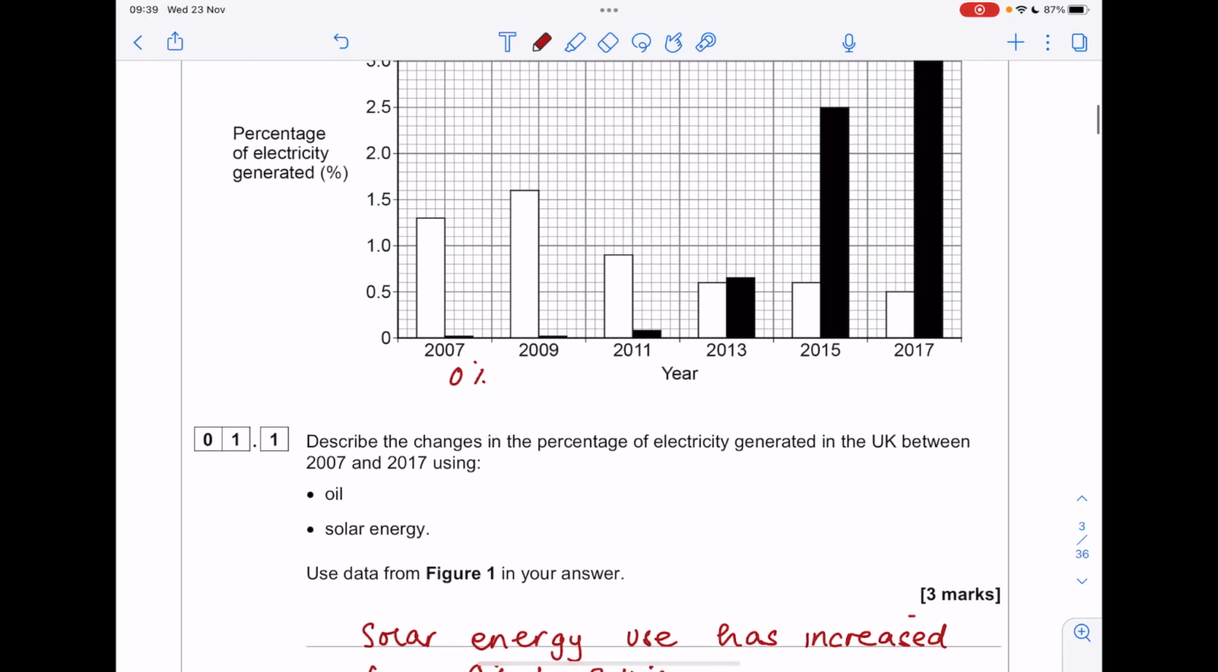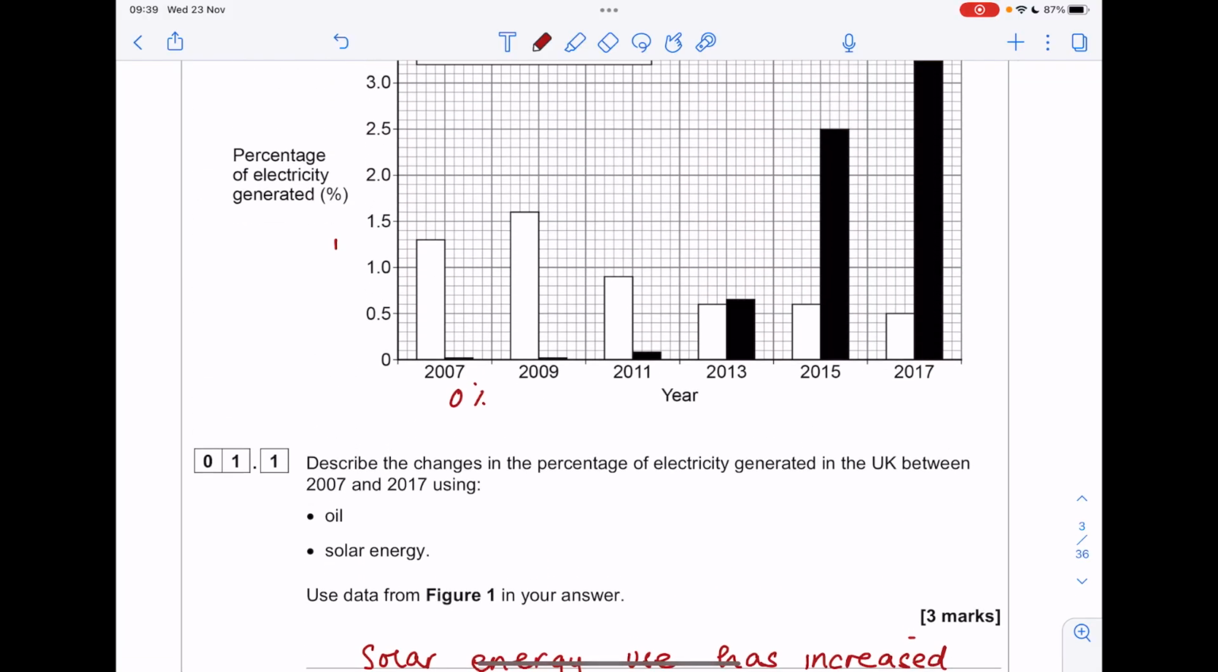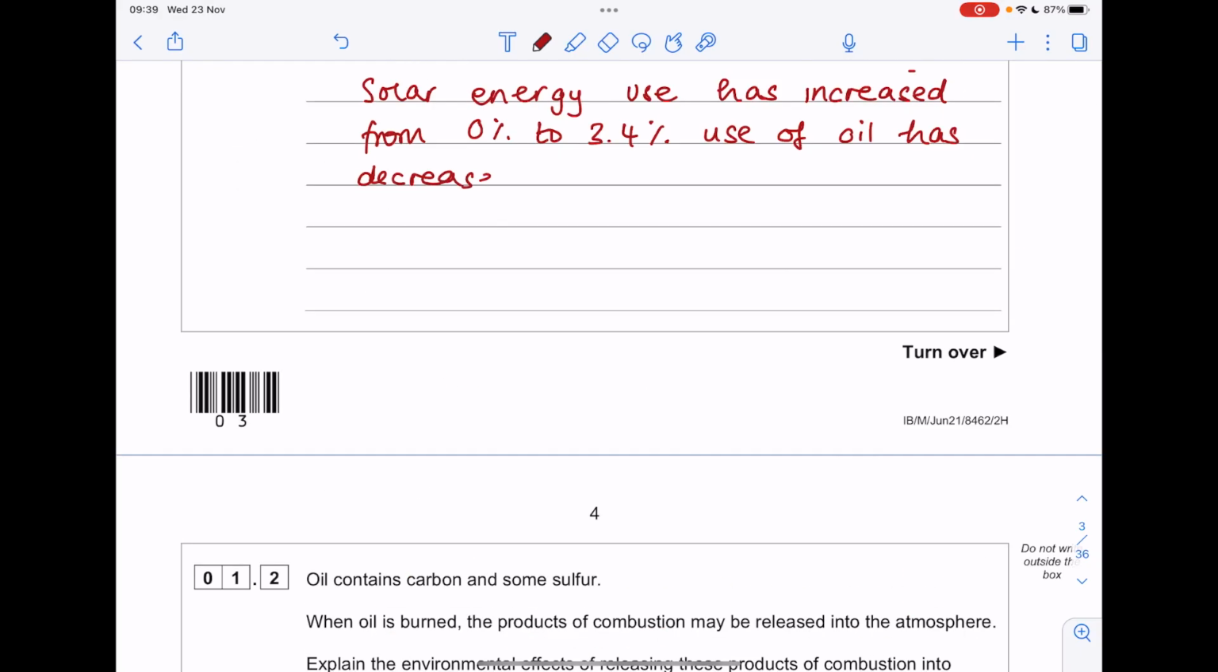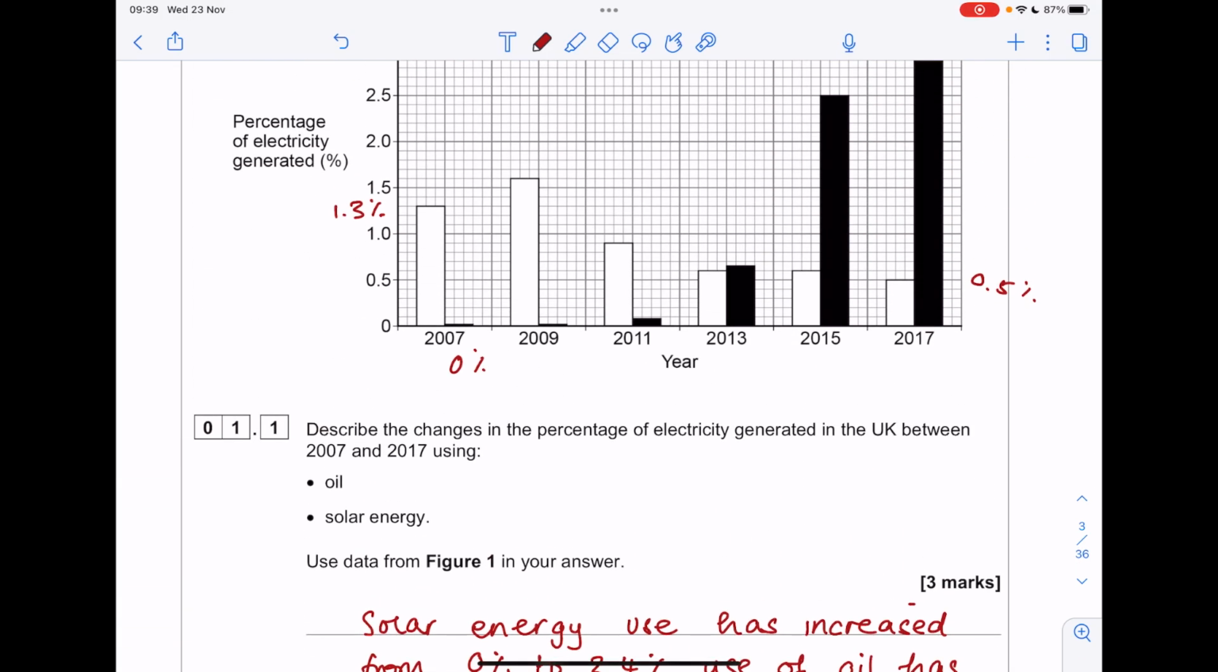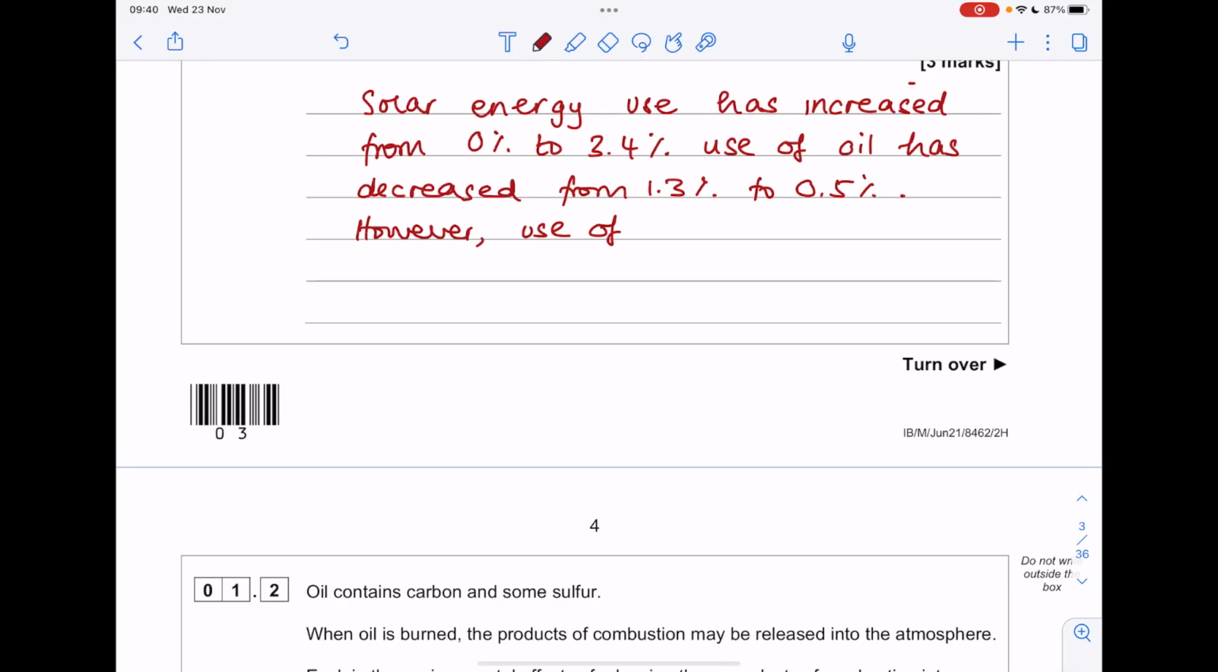Let's write some corresponding figures for oil. So here it's 1.3% down to 0.5%. But look, in terms of the oil use, it did actually increase from 2007 to 2009.